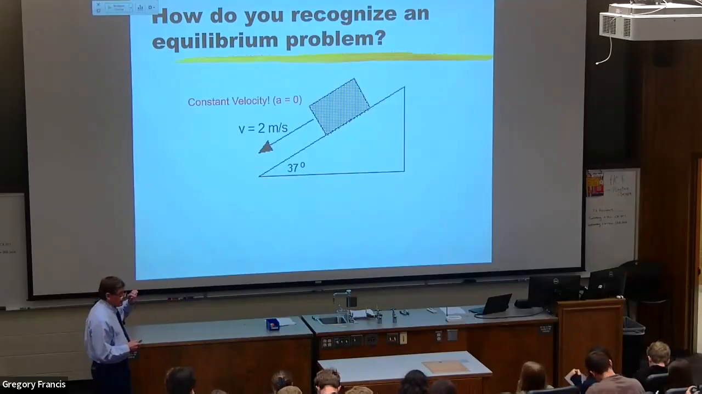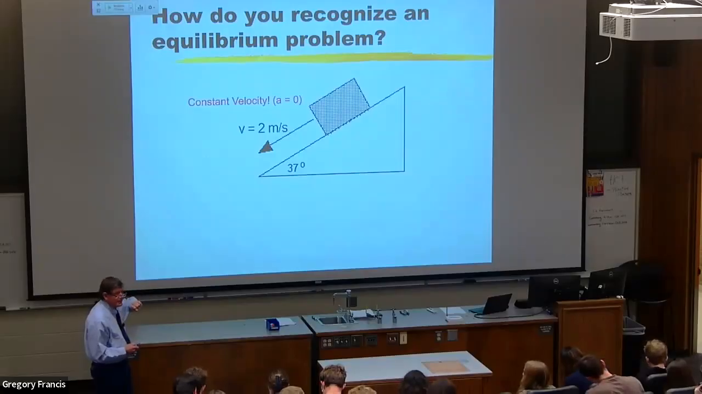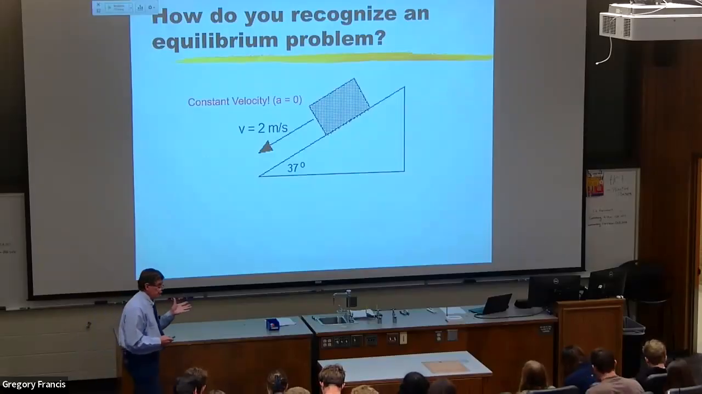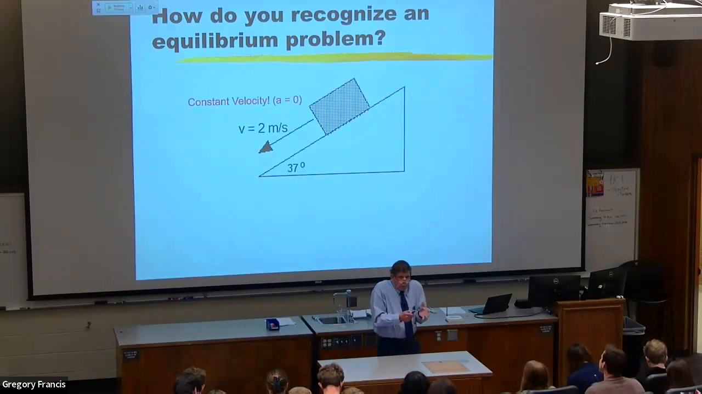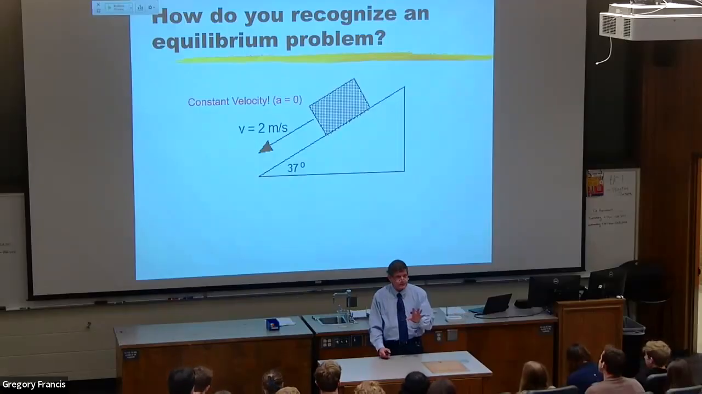Now, in this particular problem that we've just handed out, we have this block that's going down an inclined plane at a constant velocity of 2 meters per second. And here's the thing: we don't care about the 2 meters per second. It could be 102 meters per second. What's important is that it's constant, because that's zero acceleration.